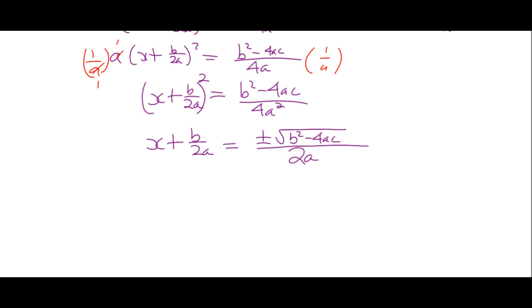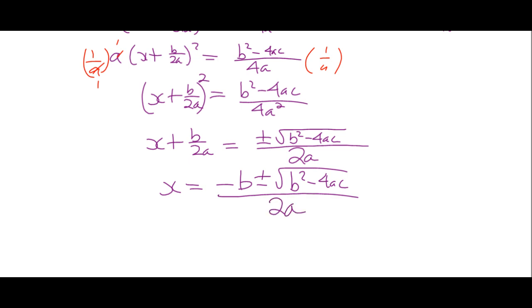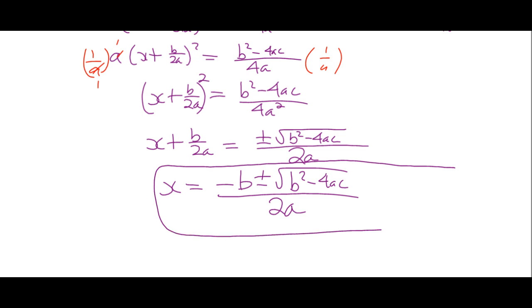Cool. Now we've got the same denominator, so we're going to move this over. It's got the same denominator, so it's going to become negative b plus or minus the square root of b squared minus 4ac all over 2a. And that's the quadratic formula.